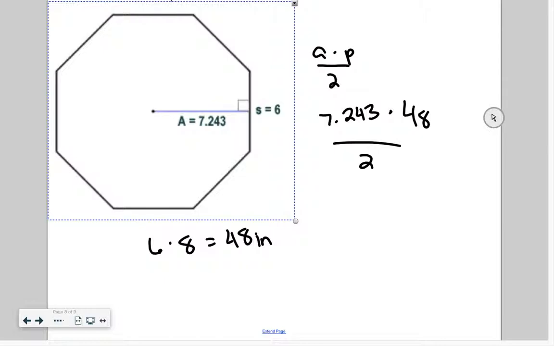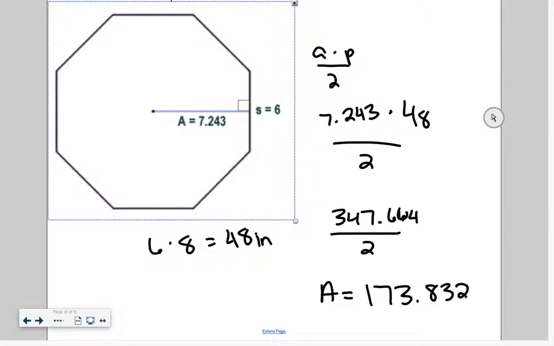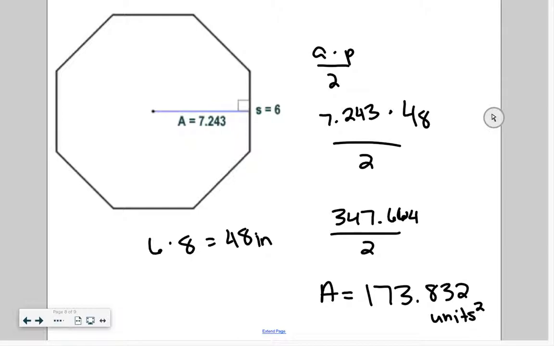So 7.243 times 48 is 347.664. And when we divide that by 2, that means our area is 173.832. Notice I'm not putting any specific units down here. However, we're still dealing with, let me drop below this and write it so you can still see it, area, meaning you have to have some sort of unit squared. So if I don't give you units, then you just write units and you square it.